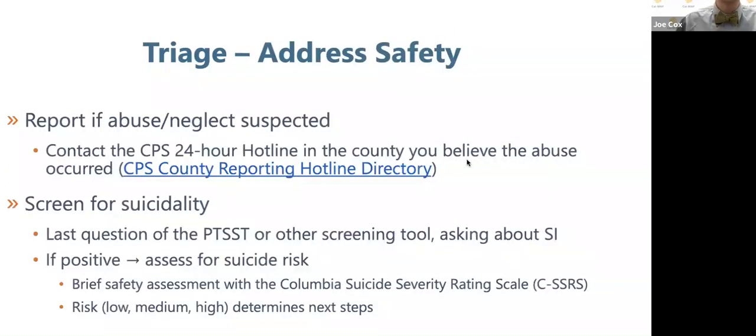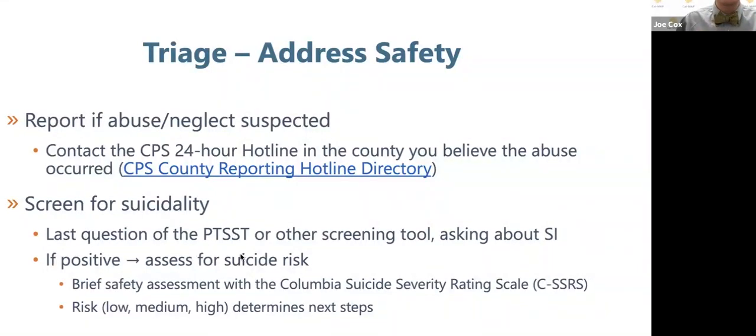So addressing safety, it could go without being said. Report abuse or neglect if suspected. In California, this is done through county reporting hotlines, so the directory link is there. And the other part of it is screen for suicidality. These kids are at much higher risk of experiencing suicidal ideation and actually attempting suicide. So you can use a screening tool, again, so we don't forget to ask and it's standardized.